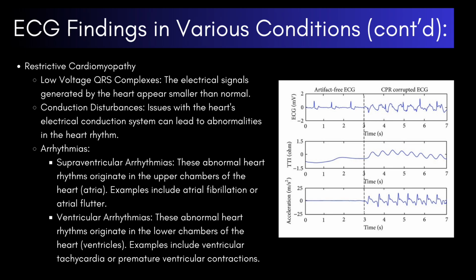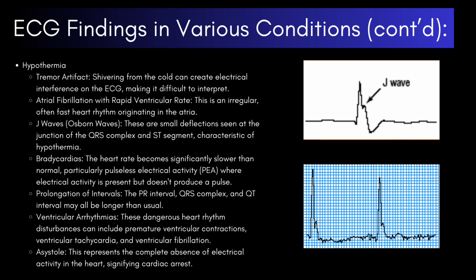Ventricular arrhythmias. These abnormal heart rhythms originate in the lower chambers of the heart, ventricles. Examples include ventricular tachycardia or premature ventricular contractions. Let's continue to look at more ECG findings in various conditions. Hypothermia. Tremor artifact. Shivering from the cold can create electrical interference on the ECG, making it difficult to interpret.